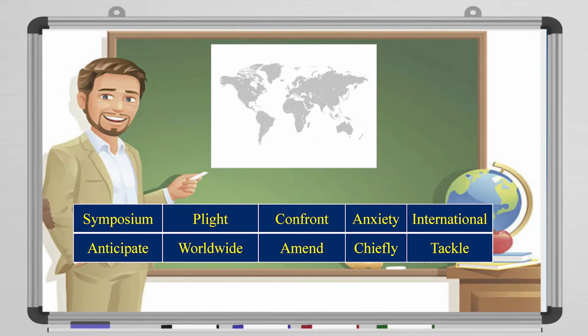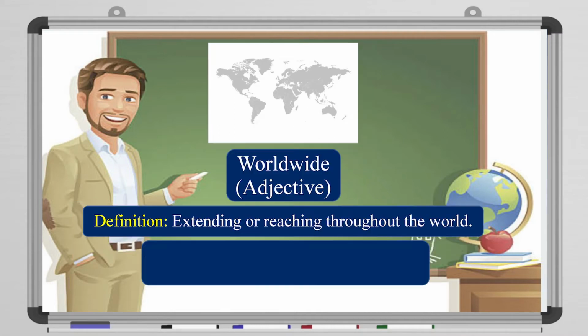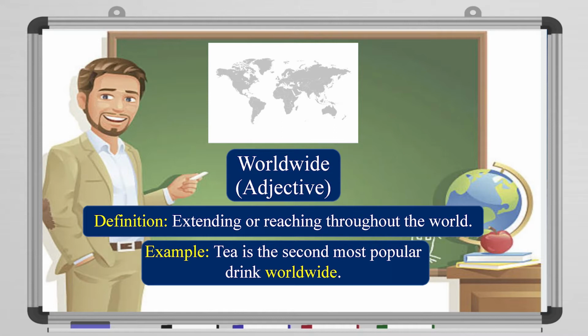Let's look at the next one. So you have a picture of the world. I gave you a hint. The world. It is worldwide. Very good. So worldwide is an adjective, which means extending or reaching throughout the world. So for example, tea is the second most popular drink worldwide. Okay? Did you get those ones? Did you? Yeah? I'm sure you did. They're pretty easy. Let's look at some of the multiple choice questions.